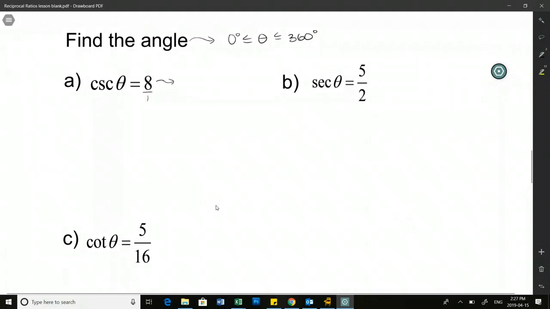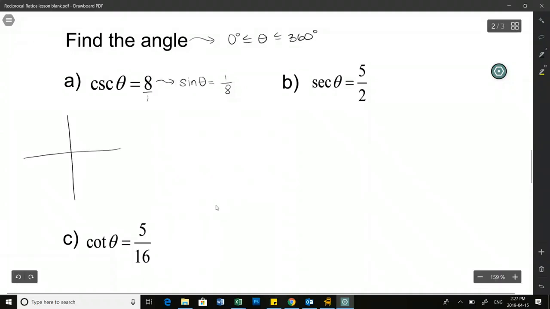We know any number has an imaginary denominator of 1. So when I change this to its primary ratio, it's actually going to be that sine is equal to 1 over 8. Now there are two areas in my quadrant grids where I could have a positive sine value, positive 1 over 8, and I'm going to use the CAST rule to decide on that. This is kind of a review of what we did at the end of last week.